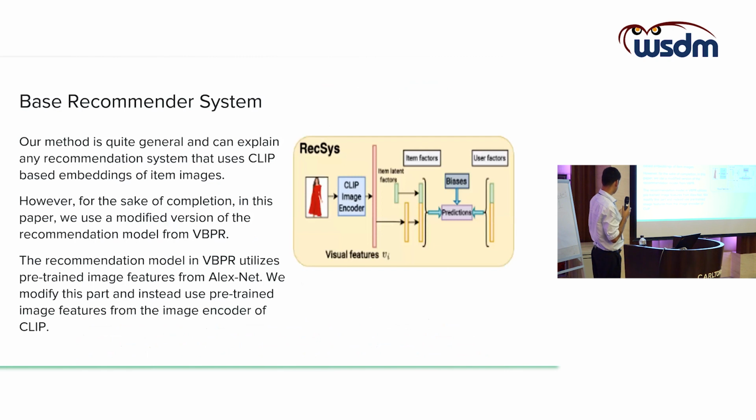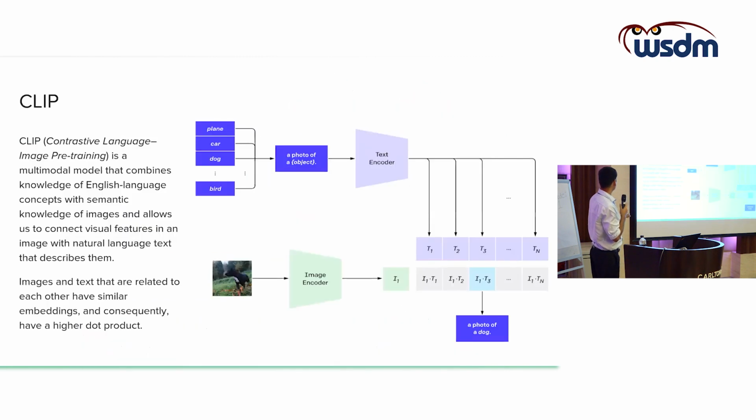So, what is CLIP? Neham has been saying that we've replaced AlexNet with CLIP. So what is CLIP? CLIP is basically a multimodal model that combines the knowledge of English language concepts with semantic knowledge of images and allows us to connect visual features in an image with natural language text that describes them.